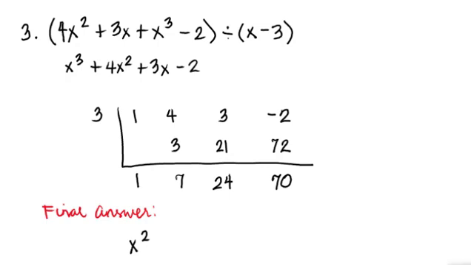Then next po ay positive 7x, followed by our constant na positive 24. And our remainder for this problem is equal to 70. So our quotient for this problem is x squared plus 7x plus 24, remainder 70.